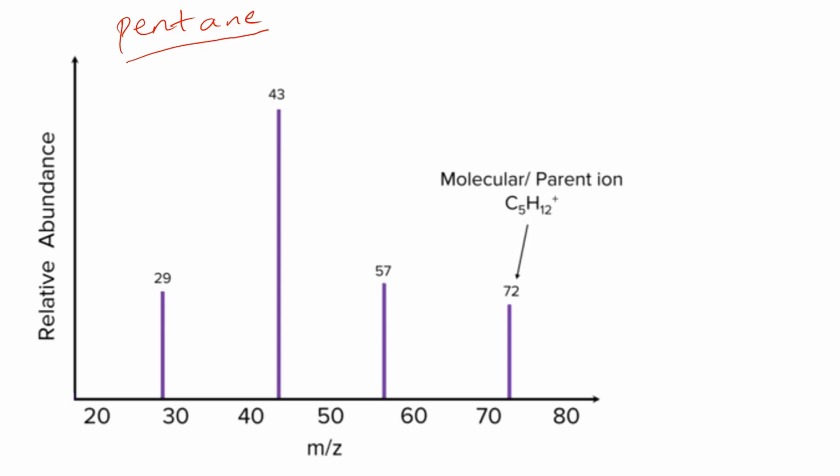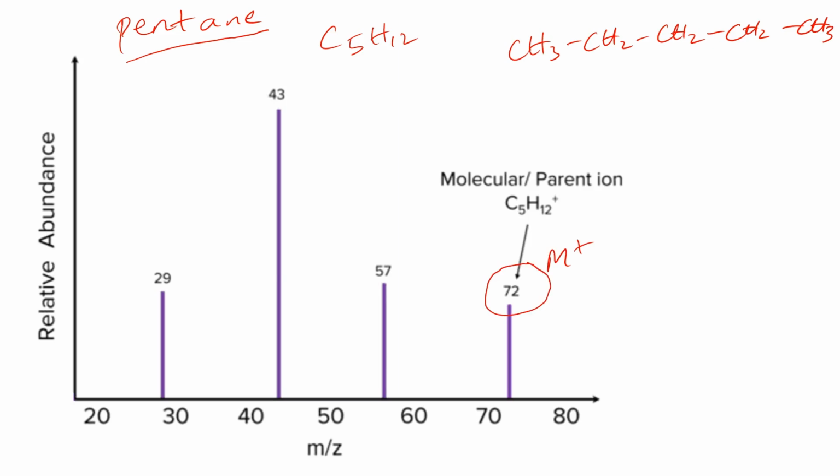Now, pentane is C5H12. Right, so we have CH3, CH2, CH2, CH2, and CH3. Usually the last peak is called the molecular ion peak. That is the molecular mass of that particular compound.